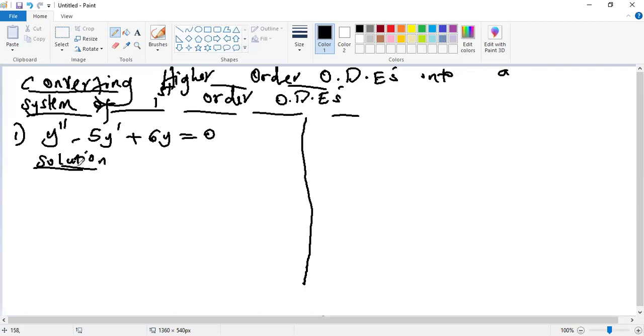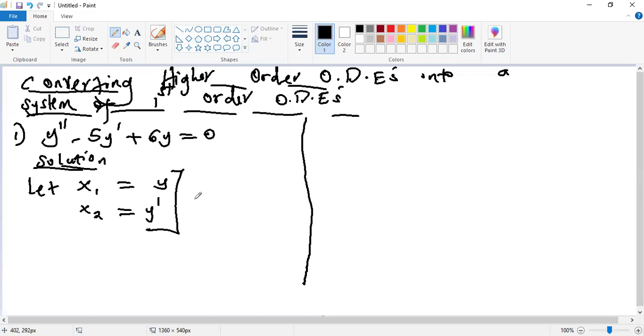Solution. Now, we are going to come up with new variables. So I'm going to say let my x1 be equal to y, and let my x2 be equal to y prime. Since we have a second order differential equation, I'm going to come up with two new variables. So I have x1 and x2.